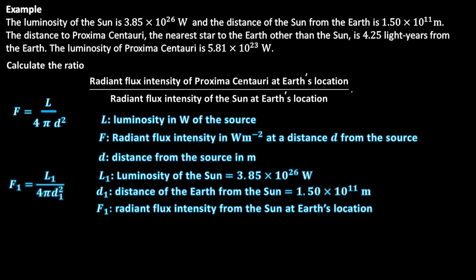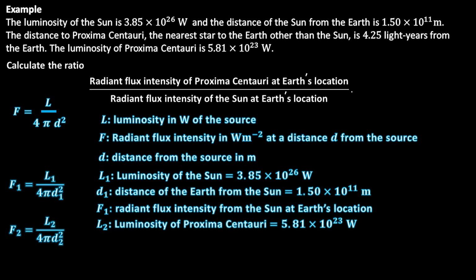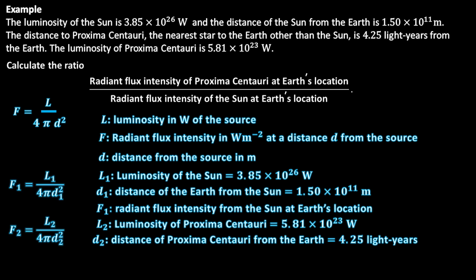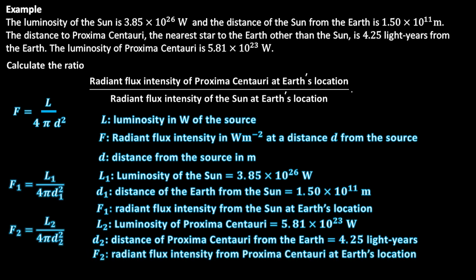For Proxima Centauri, we have F2 = L2 / (4πd2²), where L2 is the luminosity of Proxima Centauri, which is 5.81 × 10^23 watt. d2 is the distance of Proxima Centauri from the earth, which is 4.25 light years. F2 is the radiant flux intensity from Proxima Centauri at Earth's location.